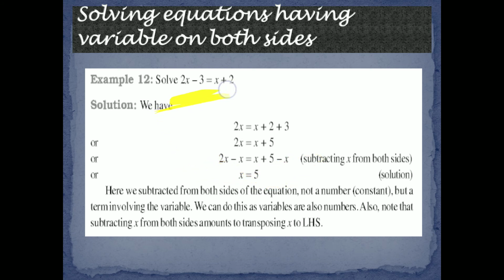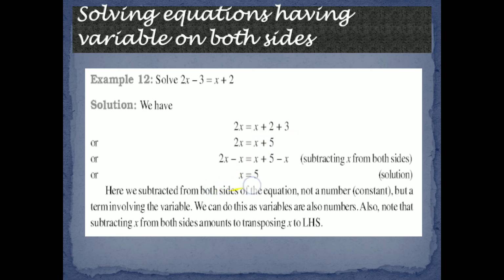So let's focus on the question: 2x minus 3 equals x plus 2. If I follow the transposition method, this x comes over here, so it becomes 2x minus x, and this minus 3 goes over to the right hand side and it becomes 2 plus 3. Here he has used the transposition method only. He has taken 3 first to the right hand side and x later on to the left hand side.